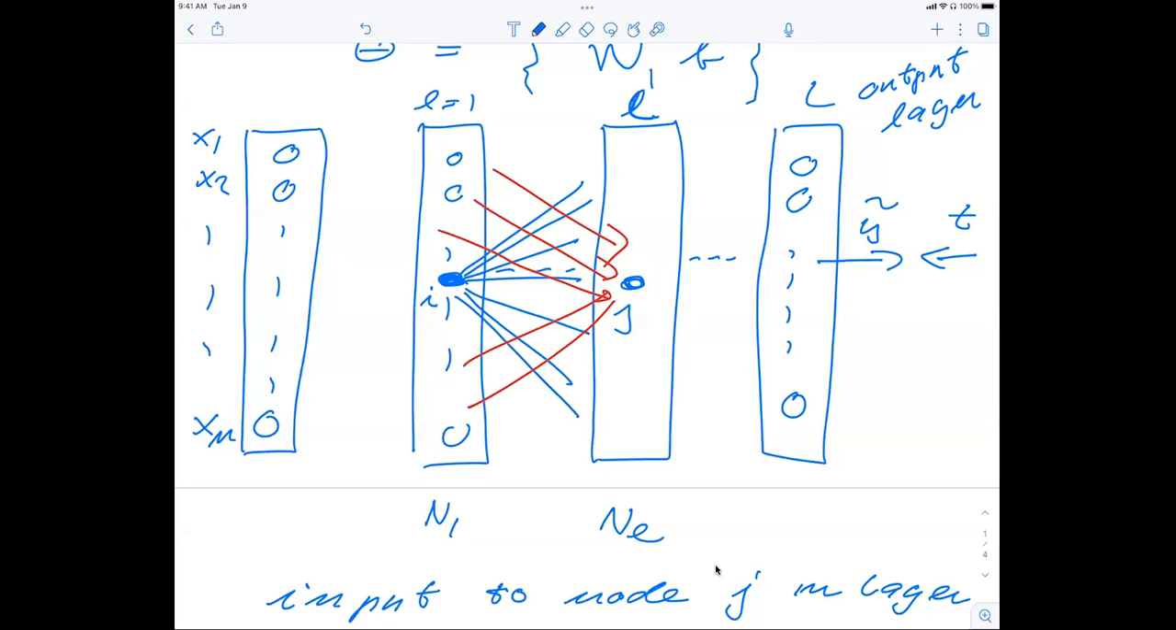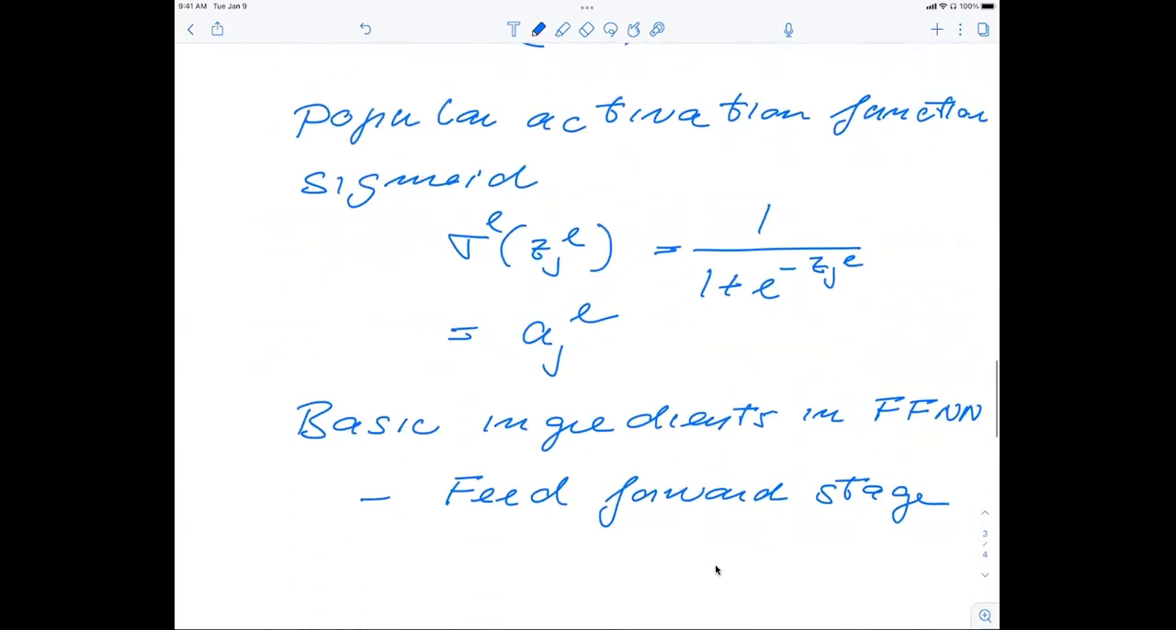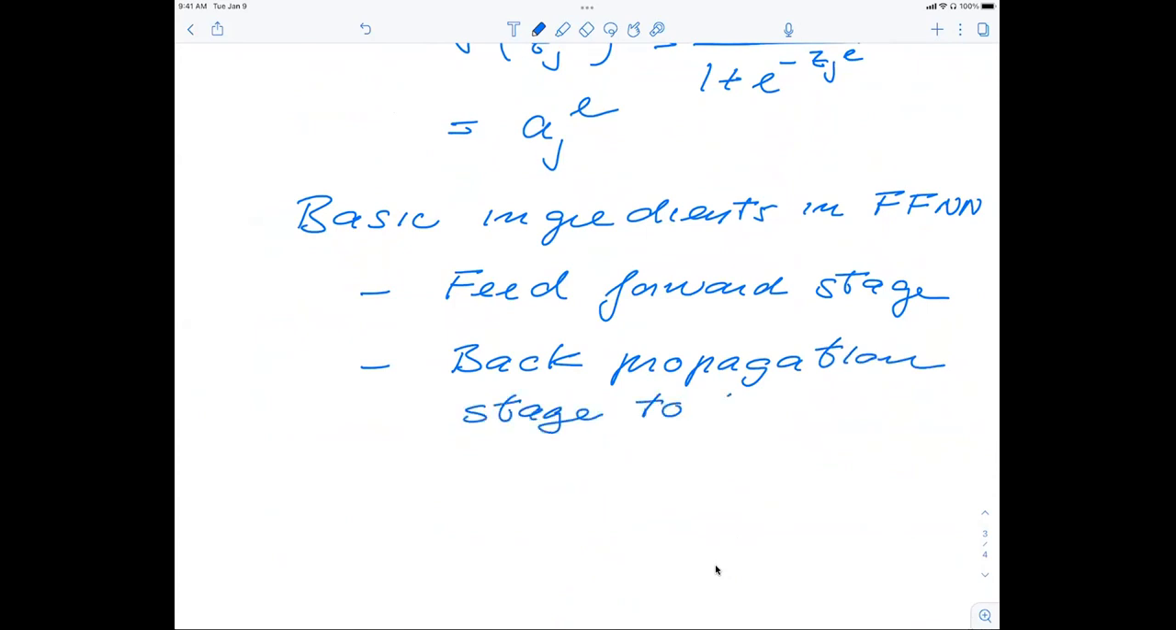So there are basically two stages for which we're going to set up the mathematics needed in order to set up the neural network. The first stage is we feed information forward and produce an output. Then we have what's called the back propagation algorithm, or the back propagation stage. And this is where we train the weights, to train the parameters theta.